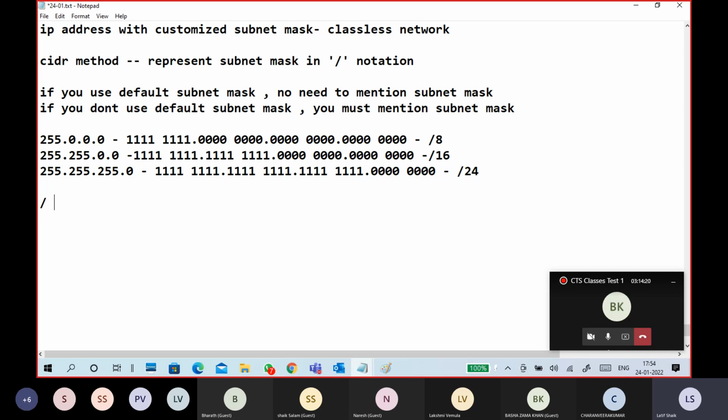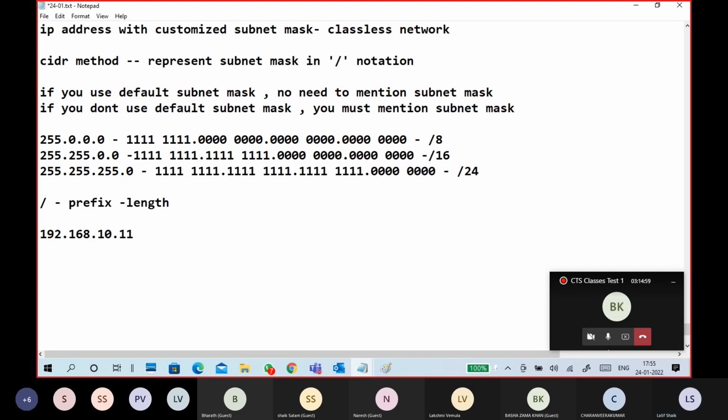And also the slash, or a prefix, is also called a prefix. Prefix means prefix length in networking, or subnet length. Its meaning is very simple: you are representing a subnet mask, or telling about your network address, network IDs, network space, network size, like that.